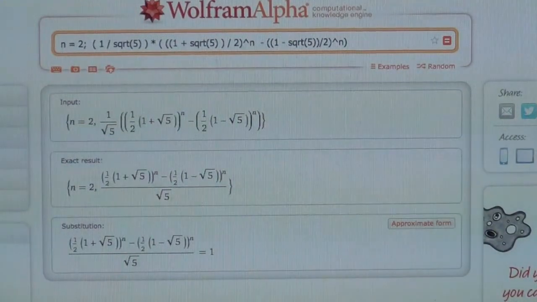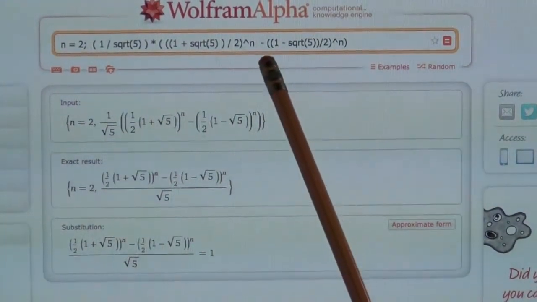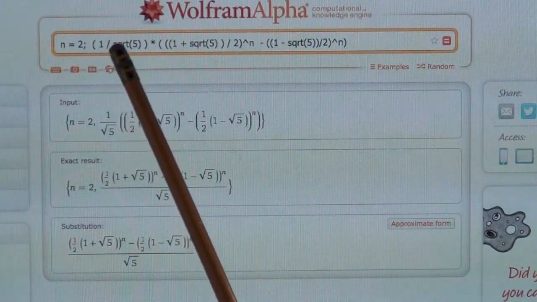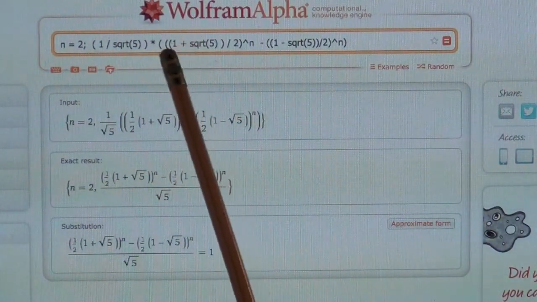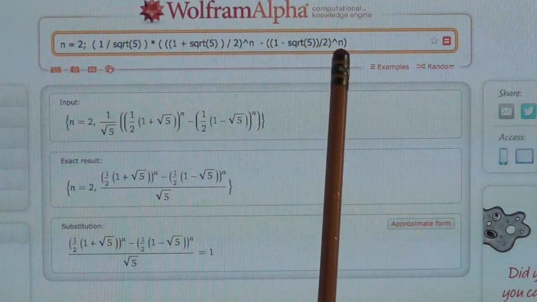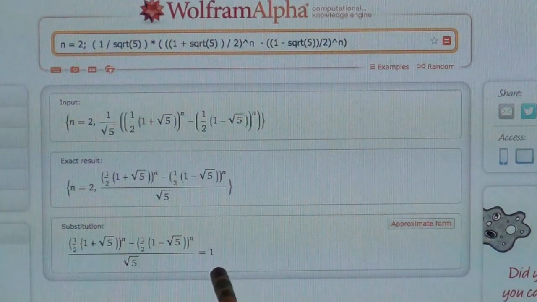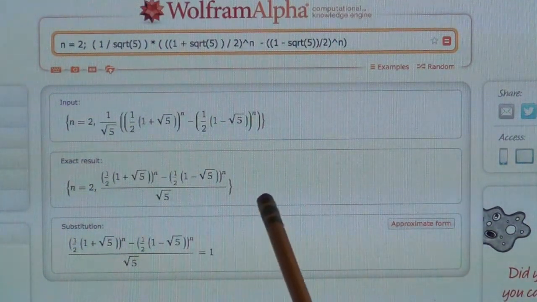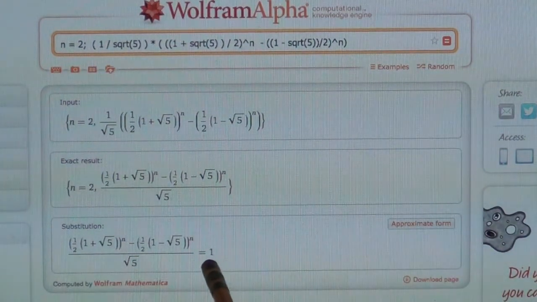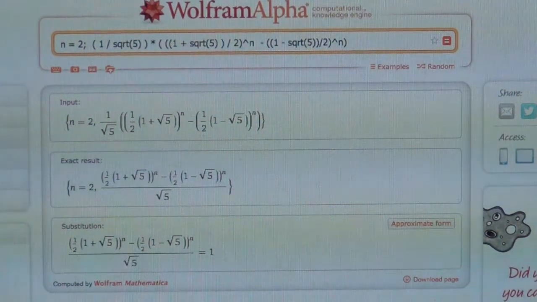Okay. So here we are at a computer looking at Wolfram Alpha. I'm trying n equals 2 for our formula: 1 divided by the square root of 5 times (1 plus square root of 5 over 2) to the nth minus (1 minus square root of 5 over 2) to the nth, and you can see I get 1. Remember the way I was numbering the Fibonacci numbers, and you can look over there on the board if you want, our second term was 1. Remember, we started 0, 1, 1.